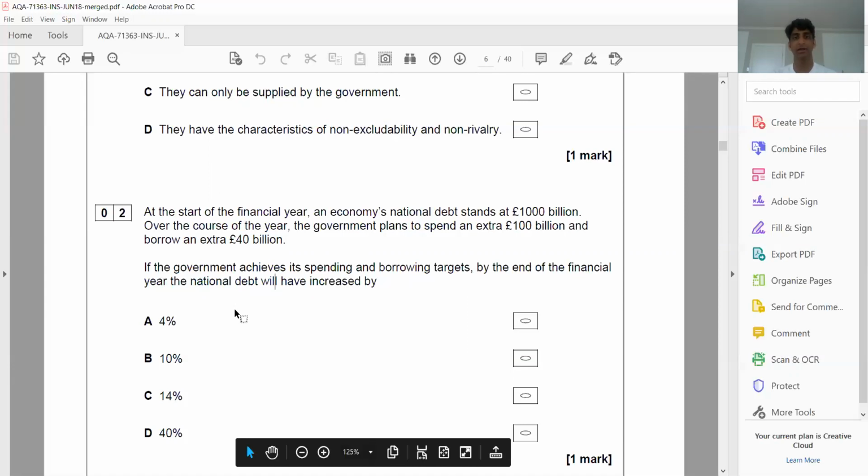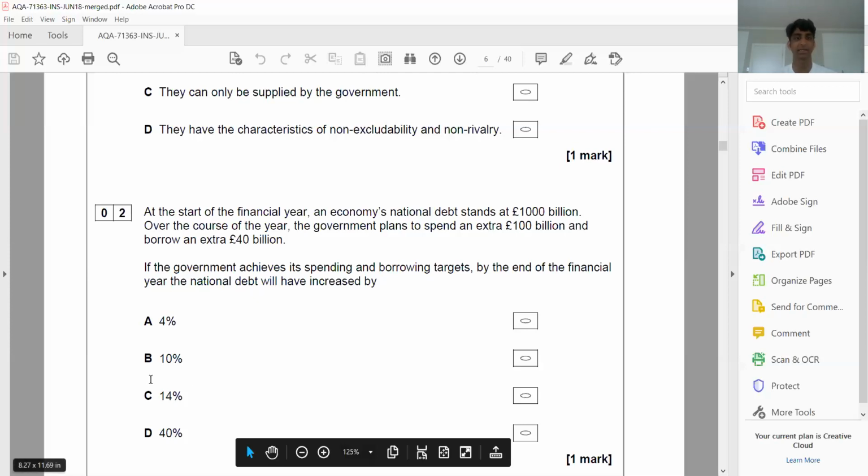In order to do that, you simply do your new value, which is 1,040, minus your old value, which is 1,000. So the change in debt is 40, divided by the original number, which is 1,000, times 100, and you come to an answer of 4. And hence the answer to that is A.